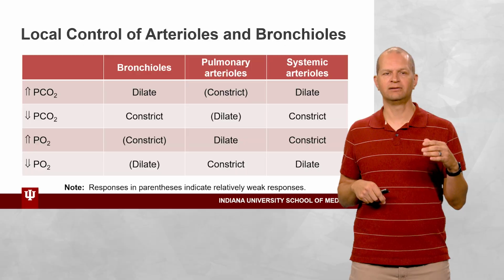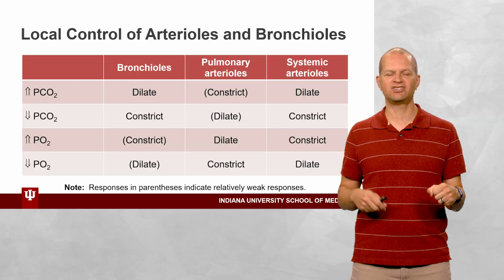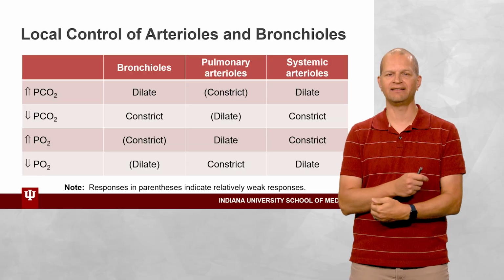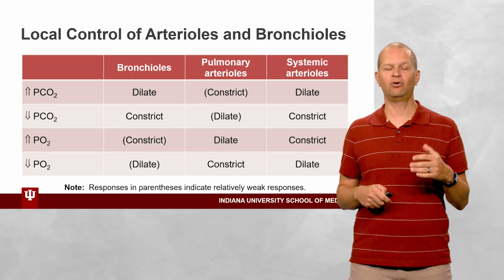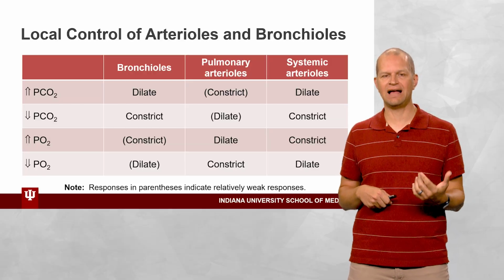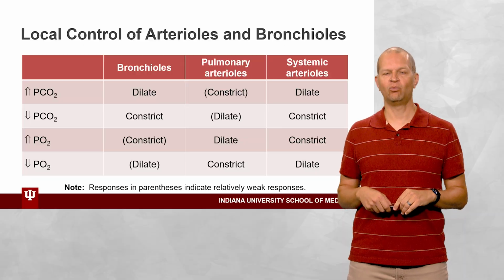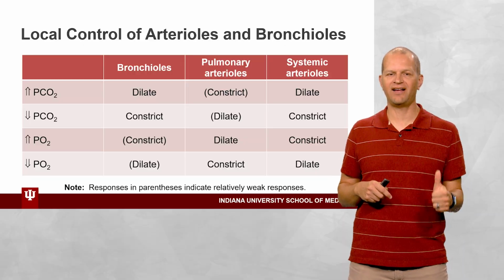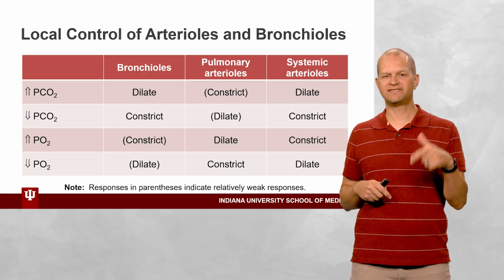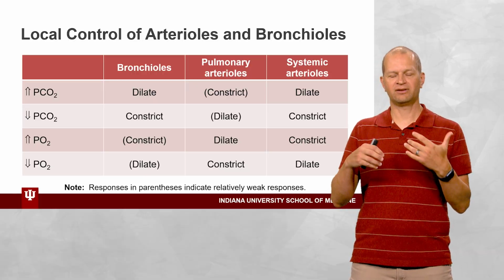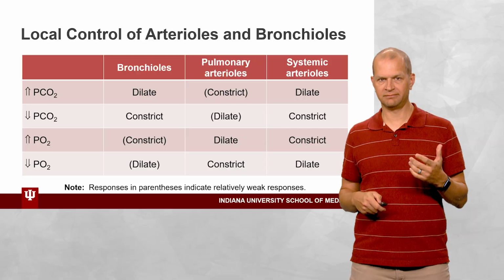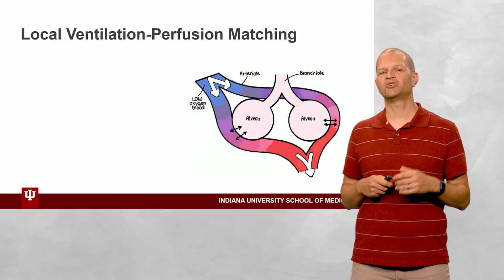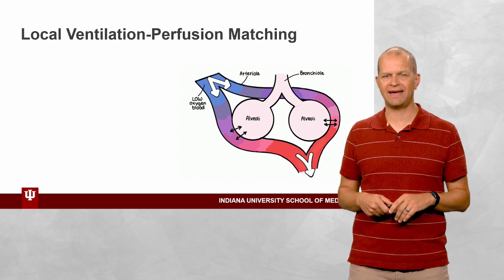If there is low CO2 or high oxygen, they'll constrict. If there's high CO2 or low oxygen, they'll dilate. However, pulmonary arterioles act the opposite. We're going to talk about why in a minute. But with pulmonary arterioles, they'll dilate if oxygen is high or if CO2 is low, and then they'll constrict in the opposite situations. So this leads us to local ventilation-perfusion matching.